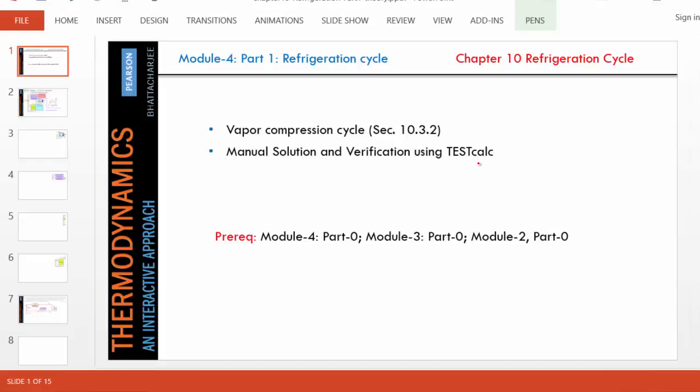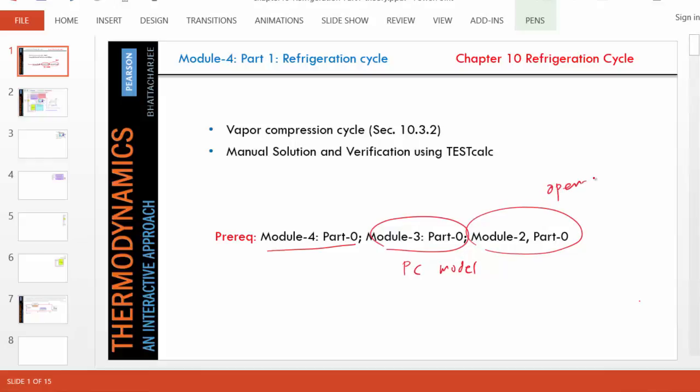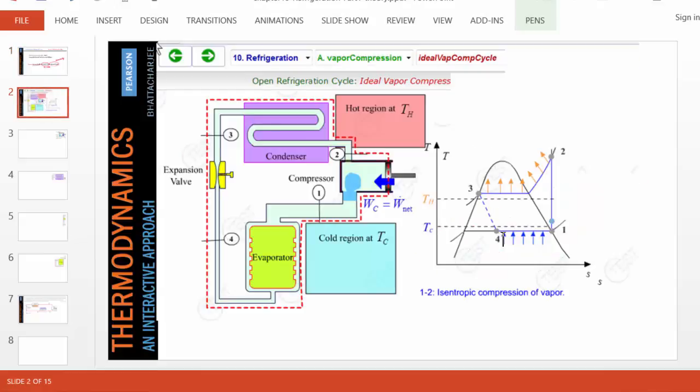The prerequisite for this module is Part 0 of the same module, where we discuss the basic refrigeration cycle in terms of a closed steady system. And in Module 3, we covered the PC model, so make sure that you are familiar with that. And in Module 2, Part 0, we discussed open steady devices. So we'll draw upon all the knowledge from these different sections in this particular module. Okay, so let's get started with an implementation of the vapor compression cycle.